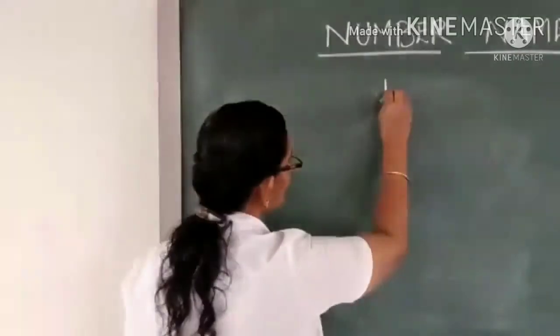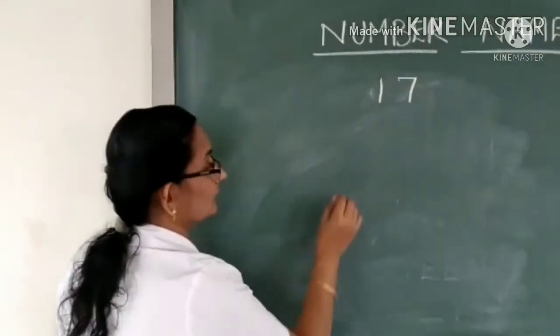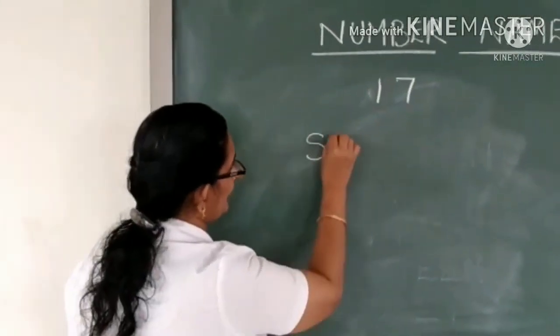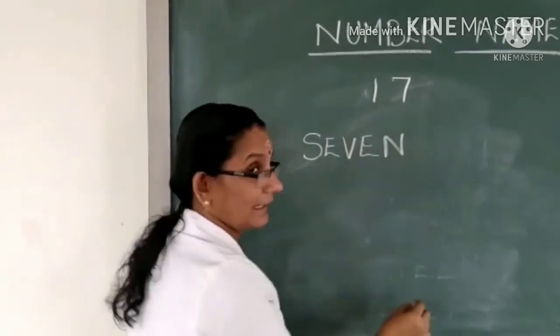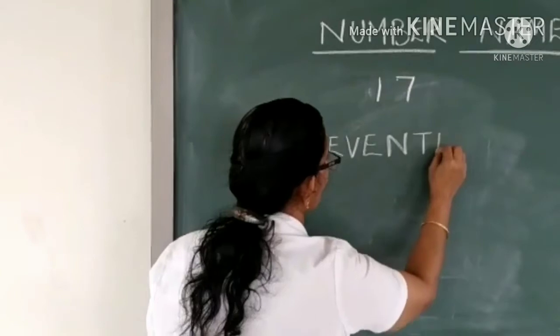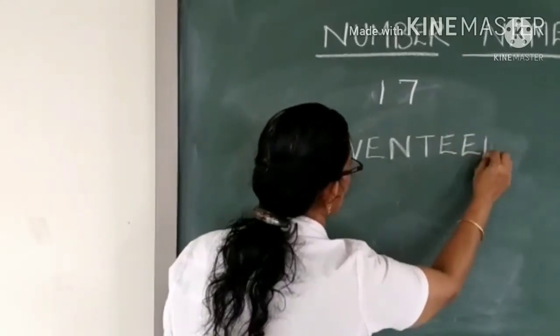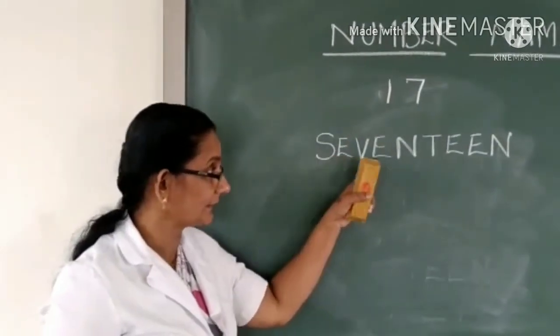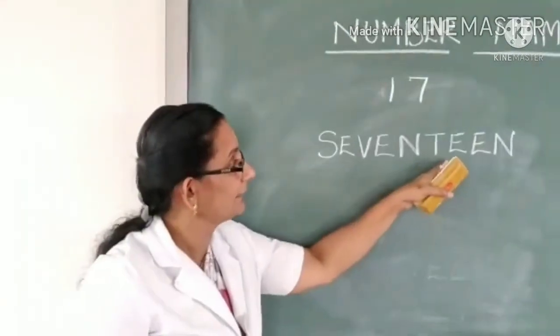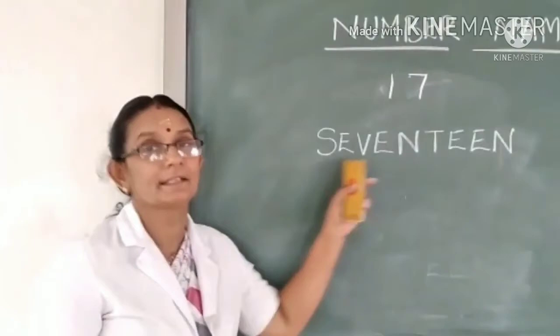The next number is 17. What is the spelling of 7? Yes, S, E, V, E, N, 7, and T, E, E, N. So the spelling of 17 is S, E, V, E, N, 7 and T, E, E, N.